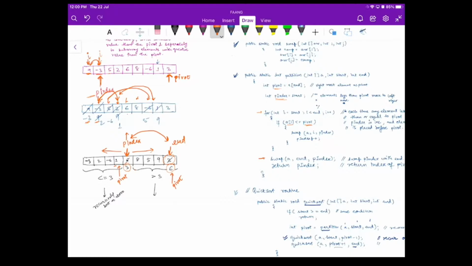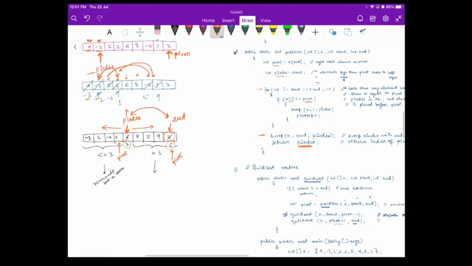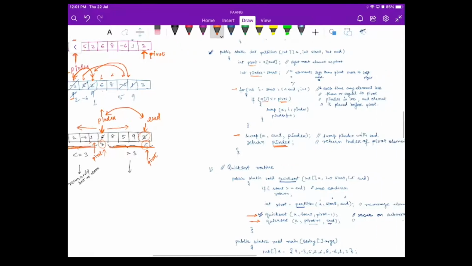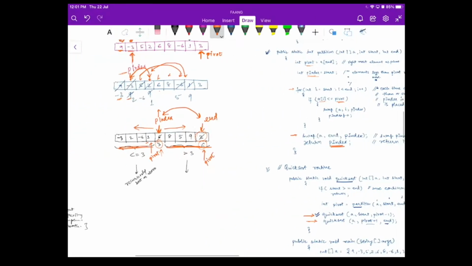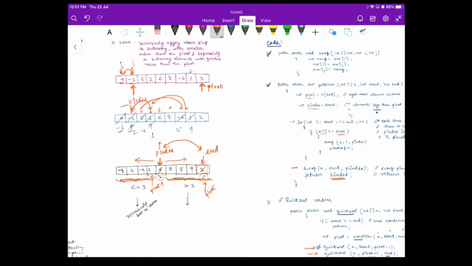So now we have to return the pivot index, because we need the position of this pivot index to determine what we will recursively be sorting. In the next quick sort, we will be sorting this one, and after that we will be sorting the right side of it. So this will go on, and we will have the complete array in a sorted manner.